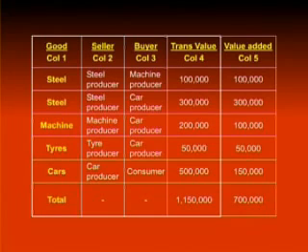That is, the steel producer took raw iron, then added 100,000 worth of value to that raw iron, converted it into steel, and then sold it to the machine producer. The value added would simply be 100,000.